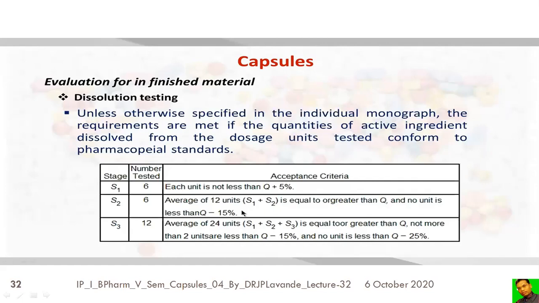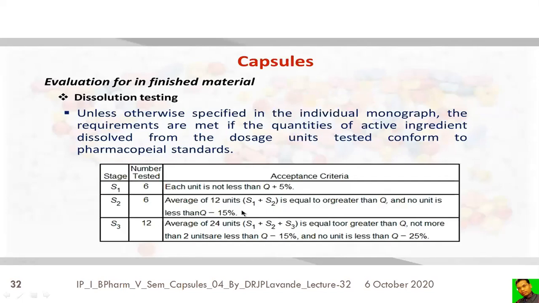Now the acceptance criteria for dissolution are at three different stages: stage 1, S1, stage 2, S2, and stage 3, S3. In stage 1, 6 capsules are selected. In S2, if S1 fails, then an additional 6 are taken. So that means S1 plus S2 is 12. And if S1 and S2 fail, then there is S3, in which an additional 12 capsules need to be taken. So 12 plus 12, that is a total of 24 units.